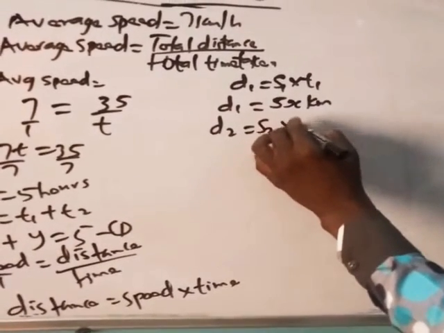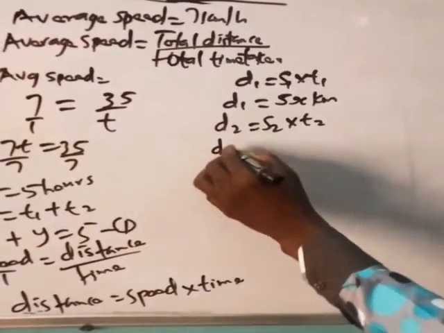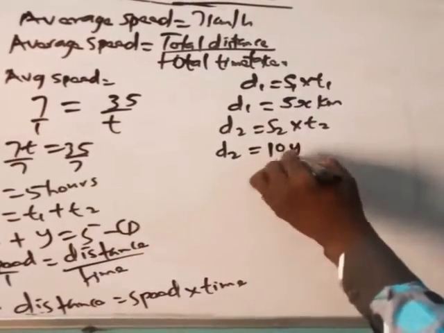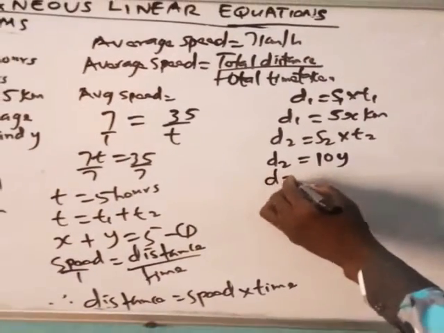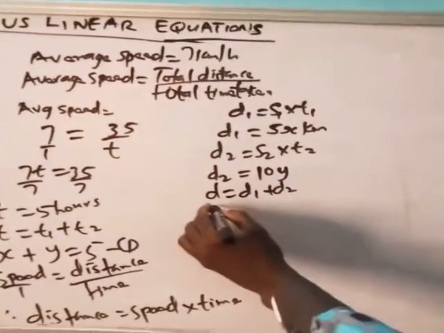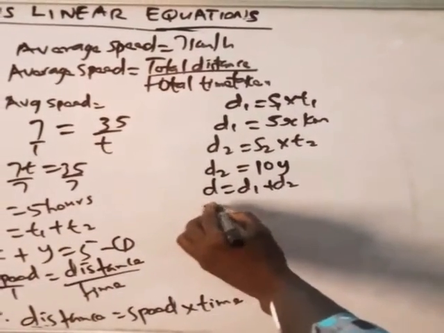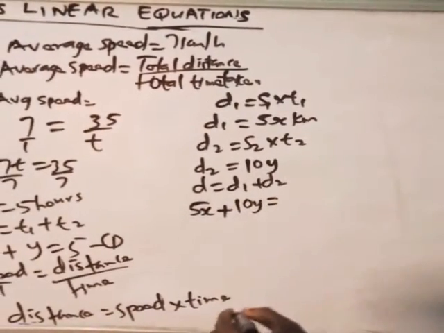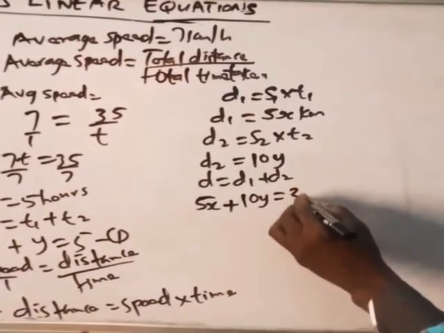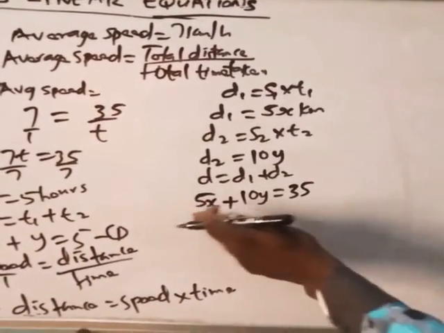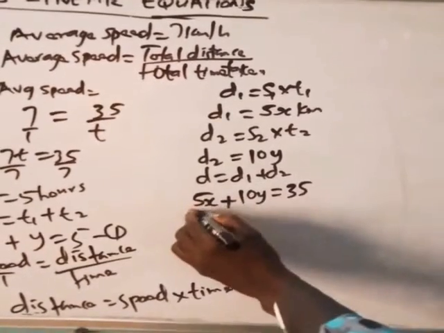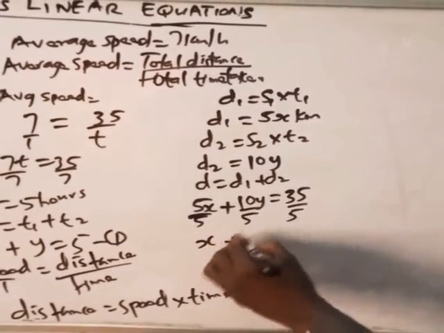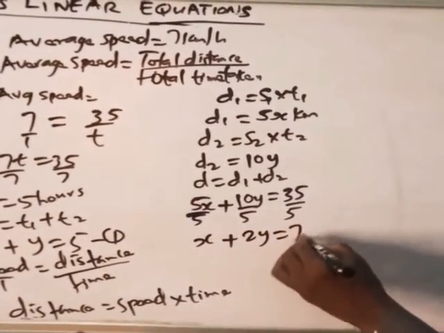d2 will be s2 times t2. So d2, s2 is 10 and t2 is y. So your total distance d is equal to d1 plus d2. So we have d1, 5x, plus d2, 10y, is equal to your total distance d, which is given as 35. This is equation 2, but luckily, I realize that 5 is a factor, so you can divide both sides by 5. So 5 in 5, we have 1, x plus 5 in 10, 2y, equals 7, equation 2.